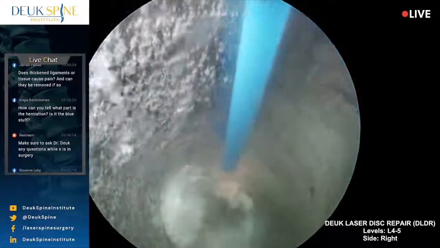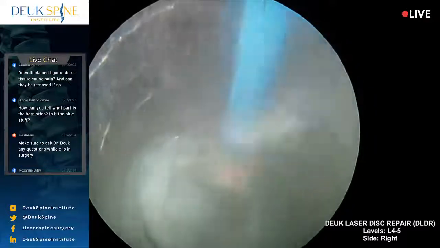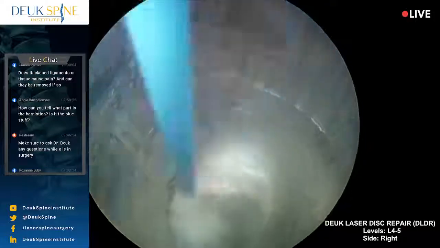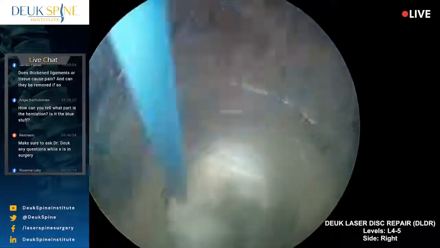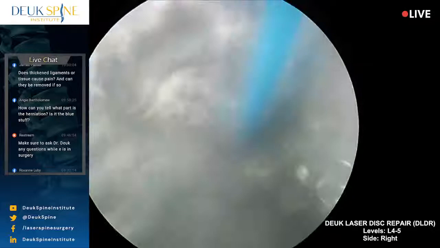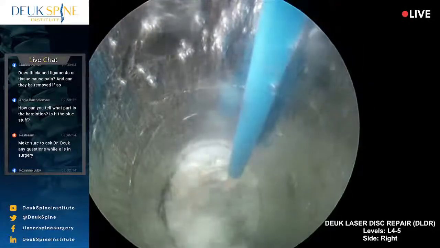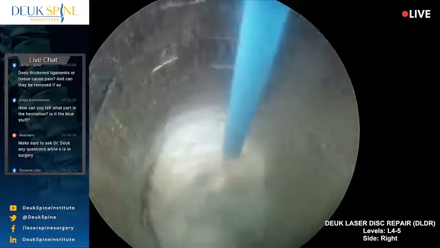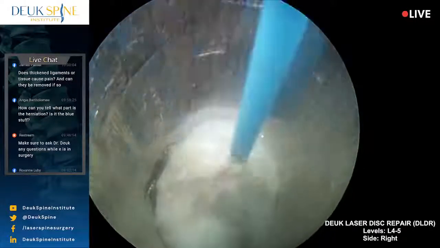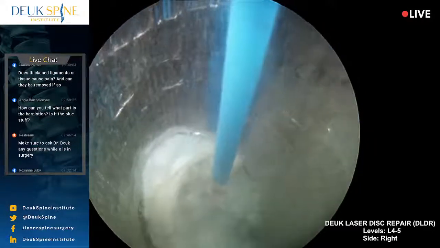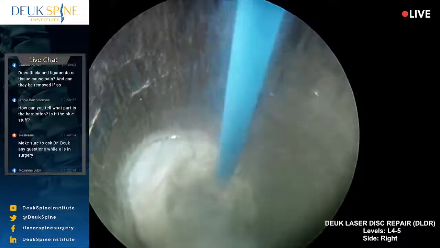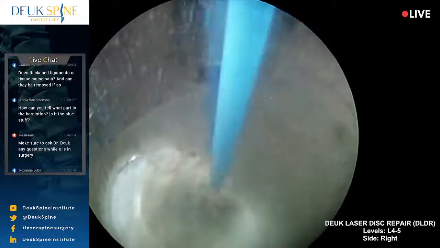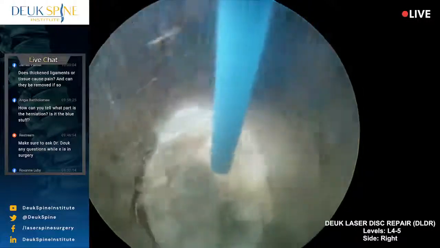I'm sorry, what was the question? Someone on Facebook is asking, is the blue stuff the herniation? The blue stuff is the herniation, yeah. That's the nucleus pulposus, the jelly that's herniated out. The blue dye that I use stains the herniation. It doesn't stain the annular tear, it stains the herniation. Now, if there's herniation in the annular tear stuck to it, which there is, that causes the inflammation in the annular tear, then you will see some blue along the annular tear. That's what I'm looking for, actually.